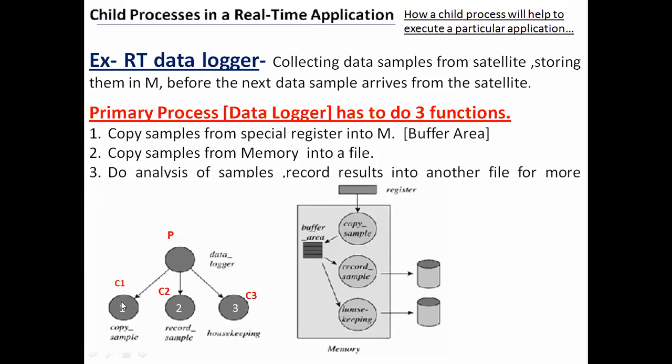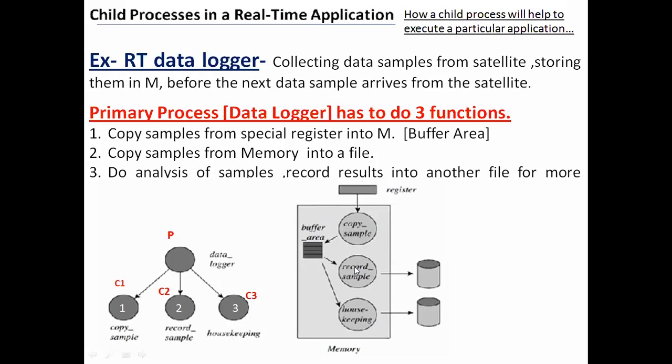So C1, C2, C3 are the three child processes for this single parent process, and the same thing is mentioned here. We have a register here, and from the register the sample is copied into the memory. That memory area is called the buffer area, and from the buffer area we record this into a file, and the results will be stored in another file.